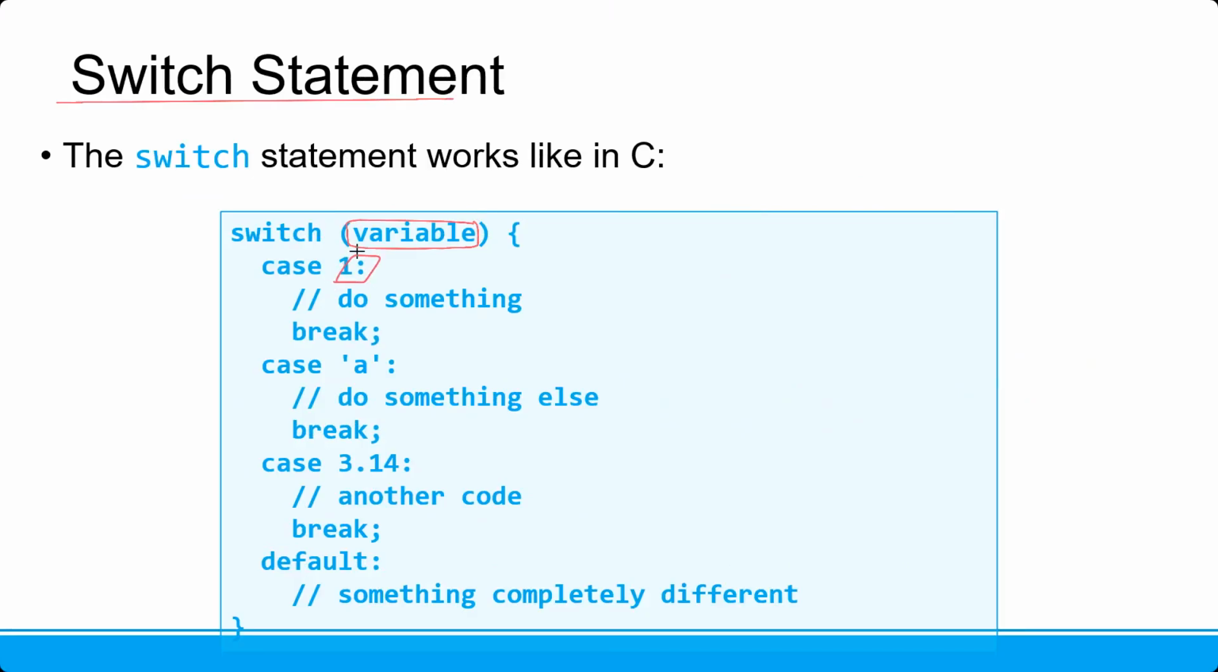So for example, if the variable equals 1, then do something and break. If the variable equals a, do something and then break. If the variable equals 3.14, then do something and then break. And the default is this one, if none of these is correct.